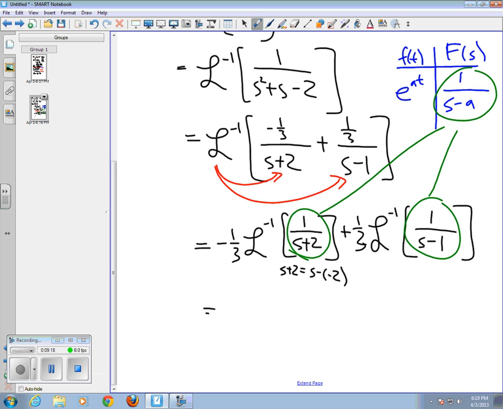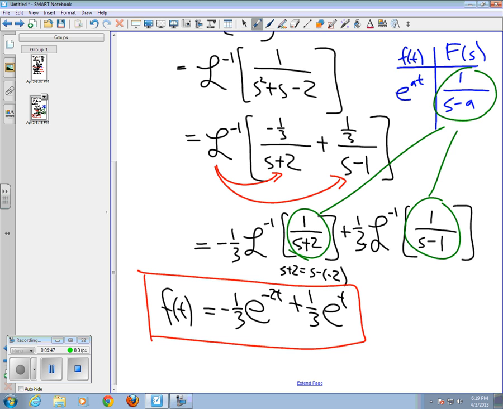So then what we have is -1/3. The inverse Laplace transform of 1 over s plus 2 is e to the minus 2t. And then we have plus 1/3, and the inverse Laplace transform of 1 over s minus 1 is just e to the 1t, or e to the t. So this is our little f of t for the capital F of s that we had to begin with. So that's an illustration of how the method of partial fractions is used to find inverse Laplace transforms.